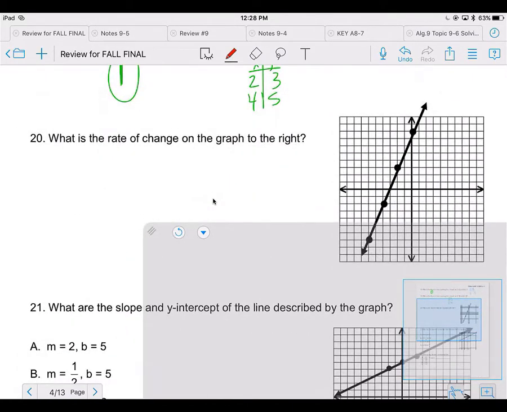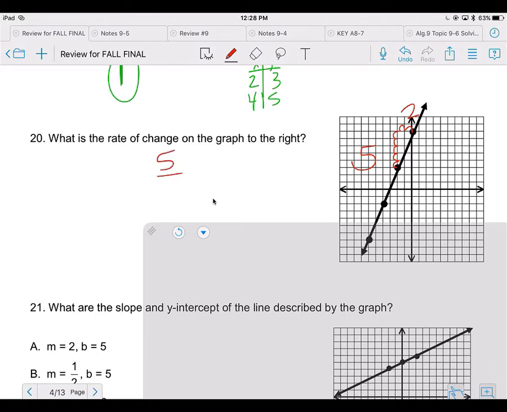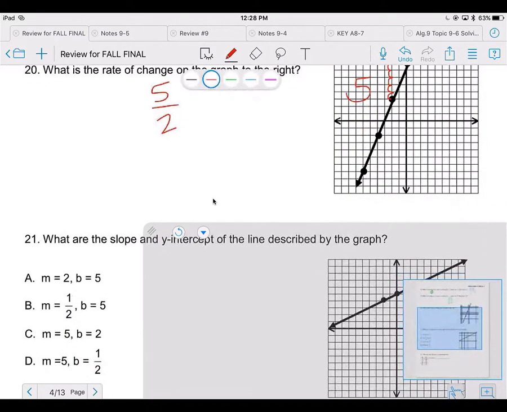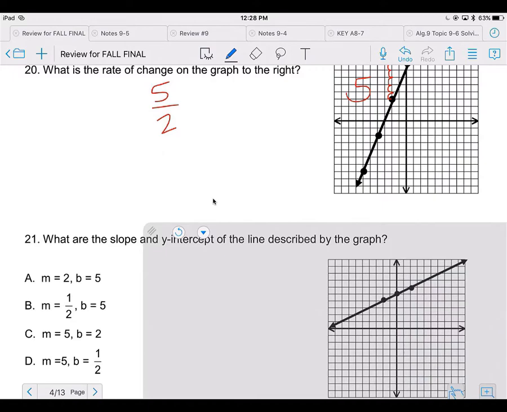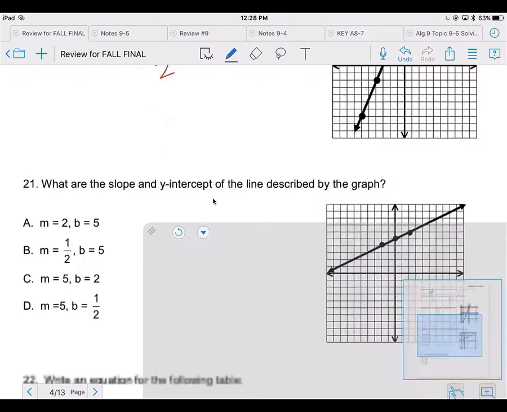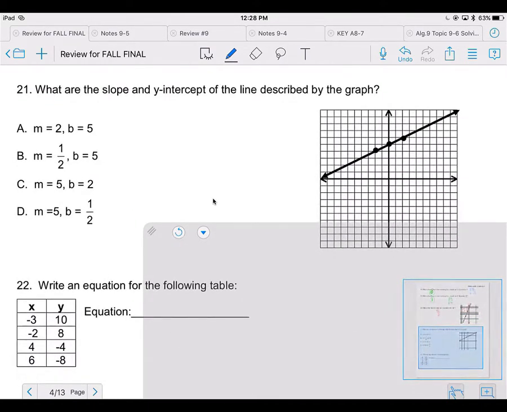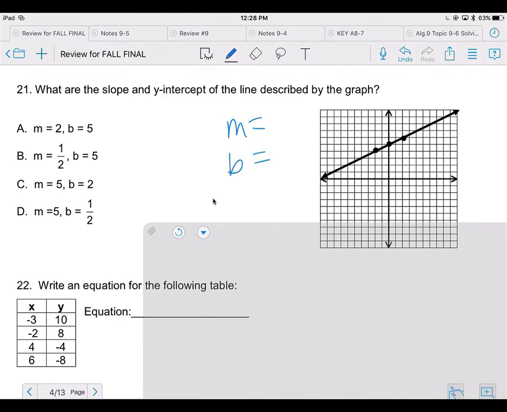20 asks for the rate of change on the graph, so to go from point to point, I go up 1, 2, 3, 4, 5, and I go right 2, so my rate of change is 5/2. Remember that this is an increasing line, so it would have a positive slope. Problem 21 asks for the m and the b. The b value starts at 5, so I can knock out C and D, and then I go up 1, right 2, so my slope would be 1/2.